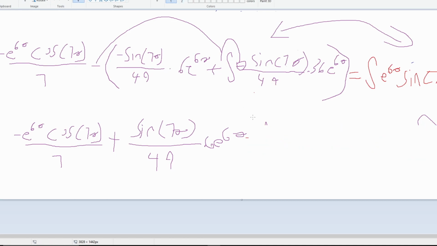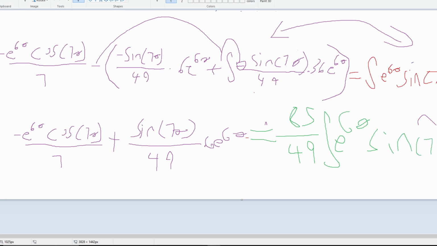Let me go back to brush. We'll go green. And this is equal to 85 over 49 e to the 6 theta sine 7 theta d theta. And again, it's because we added the integral that we got from our second integration by parts problem, which is all substituted into the original one.